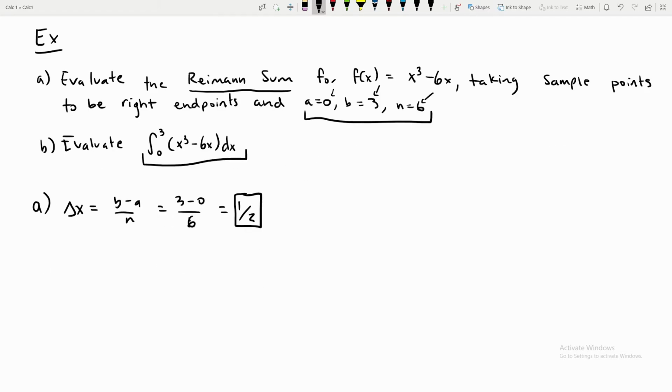And now if we take note, we are being restricted on the amount of rectangles that we have. So we're going to have something like x1, x2, all the way to x6. And the way these intervals are going to be broken up is we know that we're taking the right endpoint. So we're not going to start at the initial value of a equals 0. Instead, we're going to start at the next value, because it's the right endpoint.